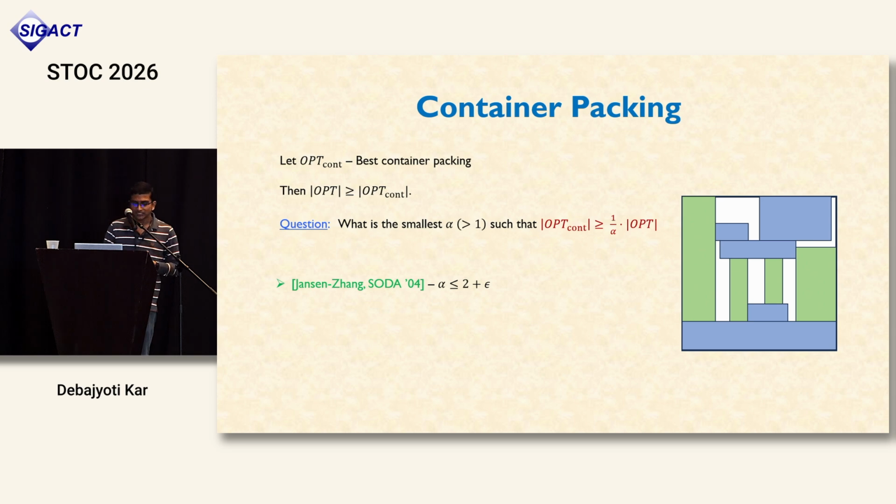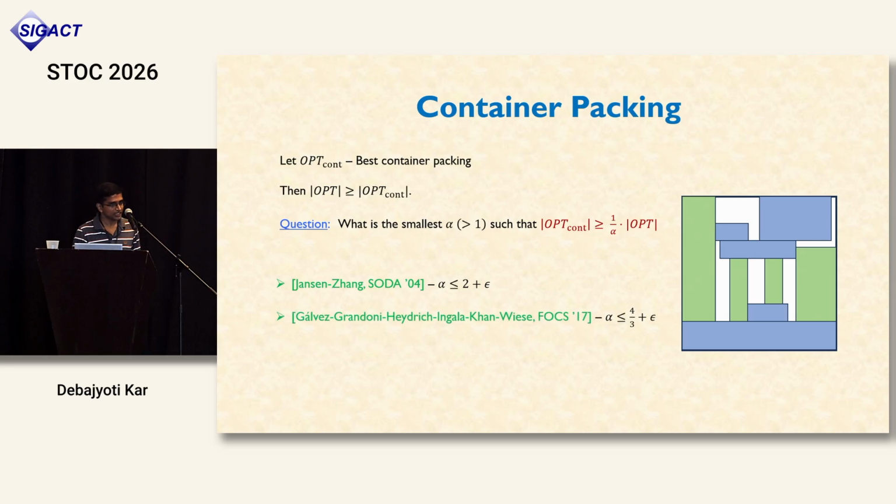And indeed, it turns out that previous works have tried to establish upper bounds on this alpha. So for example, the initial paper of Jansen and Zhang showed an upper bound of 2 plus epsilon on alpha, and the subsequent Fox paper in 2017 improved this to 4/3 plus epsilon. And in our work, we finally show that this alpha is in fact at most 1 plus epsilon. And this is how we get a PTAS.